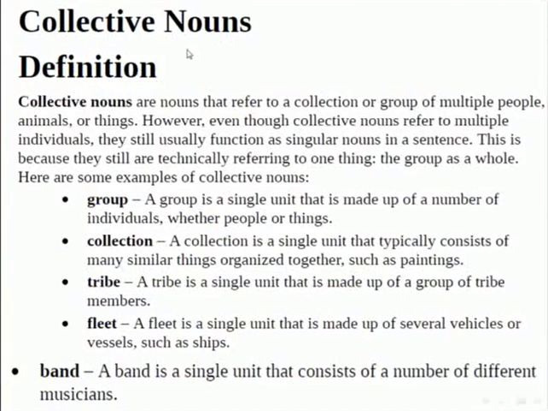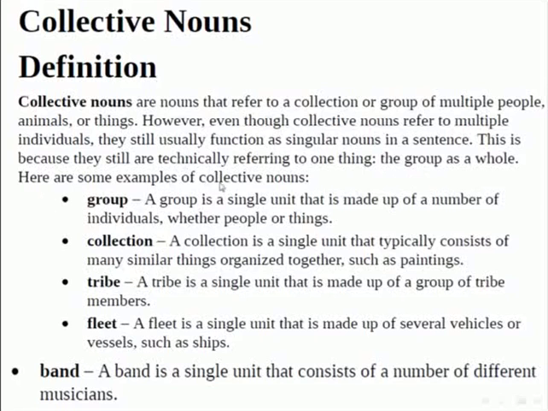So, collective nouns. Definition for this title, or for this phrase, collective nouns. Collective nouns are nouns that refer to a collection or group of multiple people, animals, or things. However, even though collective nouns refer to multiple individuals, they still usually function as singular nouns in a sentence. This is because they still are technically referring to one thing, the group as a whole.